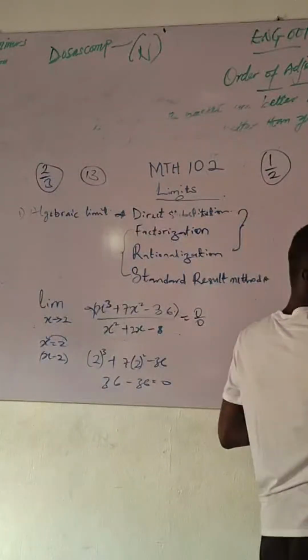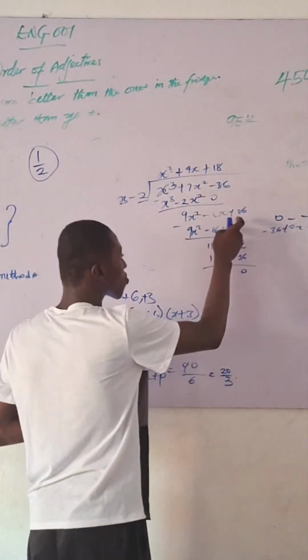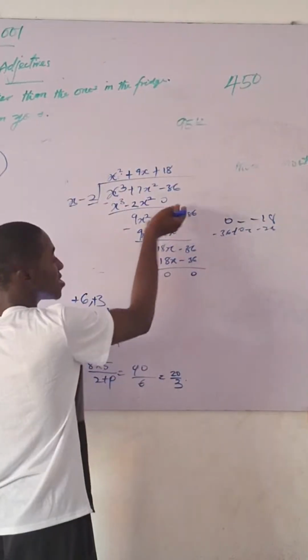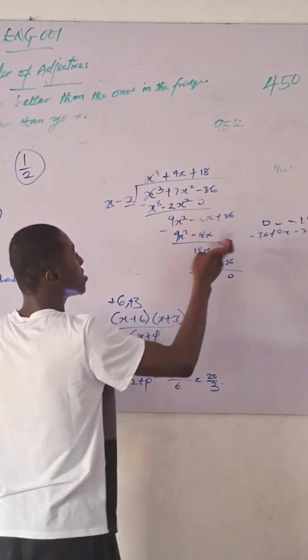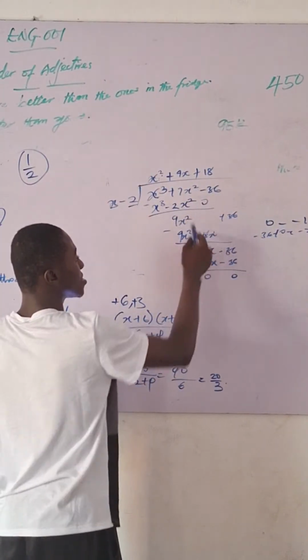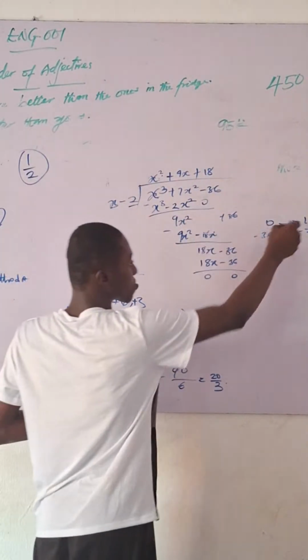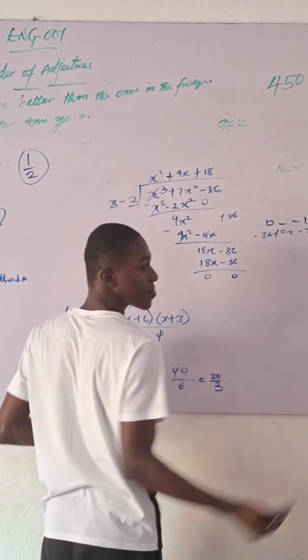There's no coefficient in x. You may not understand why I just give minus. So 0 minus will give me.